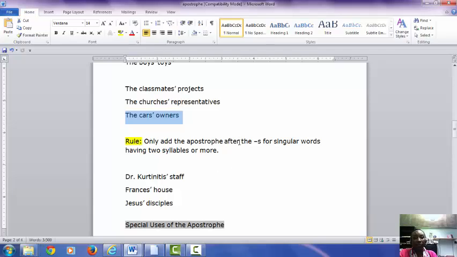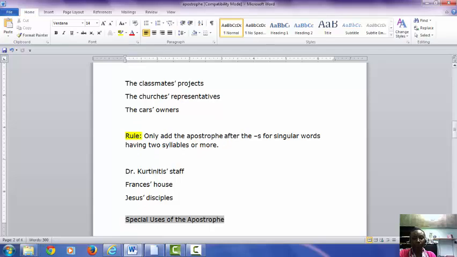Only add the apostrophe after the s for singular words having two syllables or more. Okay, this is for singular words. Dr. Curtinitis' staff. The name Curtinitis is more than two syllables, and so we add just an apostrophe after this singular word. Francis's house, again, it has two syllables, so we just add an apostrophe after it. Jesus' disciples, two syllables, so we add an apostrophe after it, although it is singular.